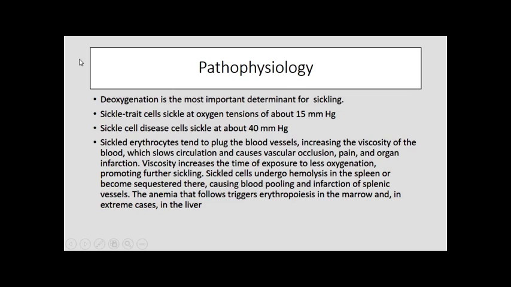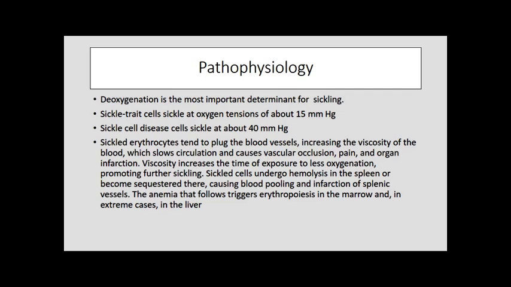Notice that the cells in persons with sickle cell trait will start sickling when there are oxygen tensions of 15 millimeters of mercury. But those who have sickle cell anemia, the disease, the cells are going to start sickling at 40 millimeters of mercury, the tension of oxygen. That's why people with sickle cell trait don't have too many of these crises or these obstructions in the circulation, because they really need a very, very low pressure of oxygen in order to produce the sickling. And under normal conditions, we don't go to these low levels of oxygen.